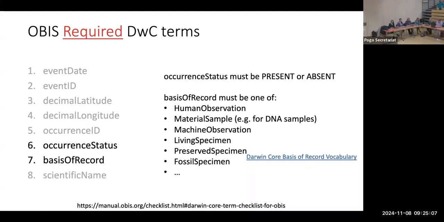Basis of record will be one of the following. Of course, we differentiate between specimens and human observations. Usually we use material samples, especially for DNA samples, because we have a physical sample where the data is coming from. And here you can link your IDs from the collection, whatever is important for you and your data sets to understand which.